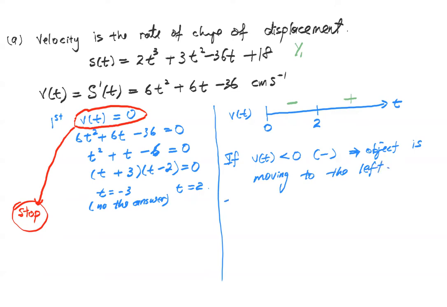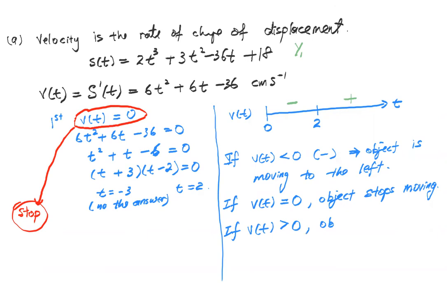Okay, if velocity is equal to 0, the object stops moving. If velocity is greater than 0, the object is moving to the right.